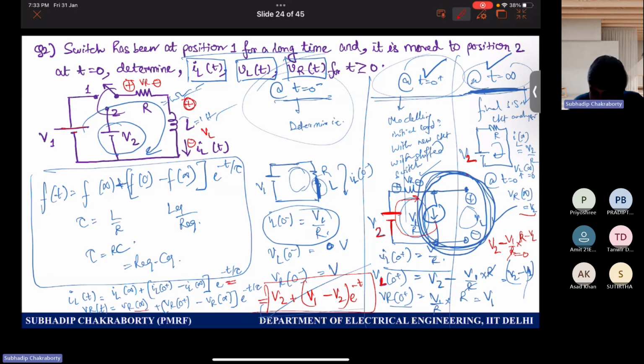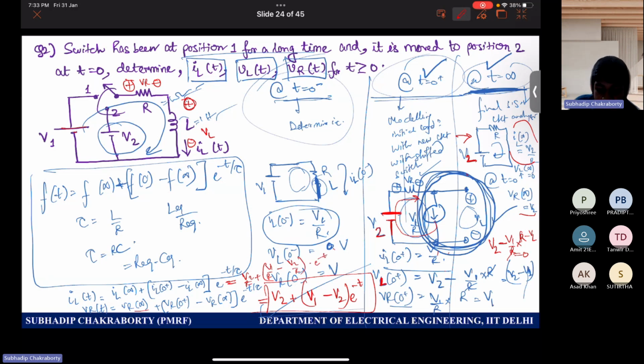Now what is IL? Tell me, anyone. Tell me what is IL? IL infinity is what? I already wrote IL infinity. See this circuit. What is IL infinity? Easy, right? One voltage source and one resistance. What is that? V2 by R plus IL0, kitna hai? V1 by R minus V2 by R into e to the power minus t.